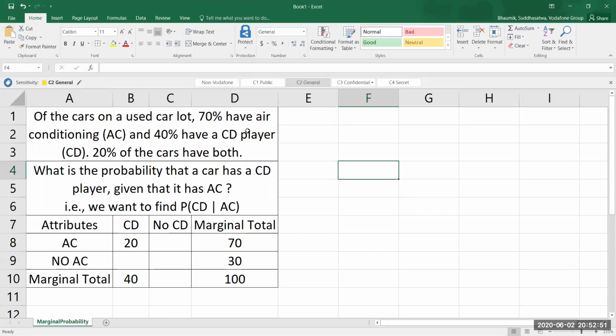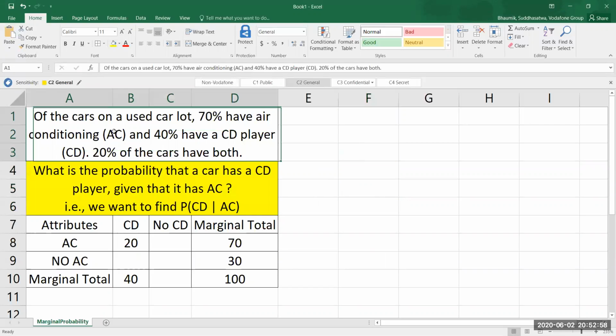Yes. Okay. Yes, yes. So this is the question. This is the scenario. This is the question. Okay. So this is the question. So I'm going to highlight it as yellow. So this is the scenario.